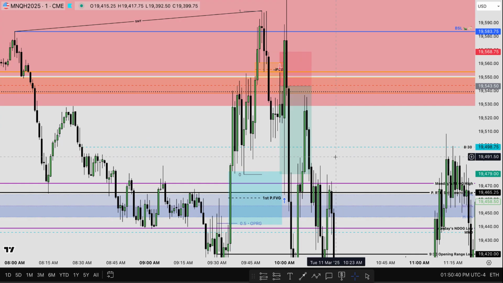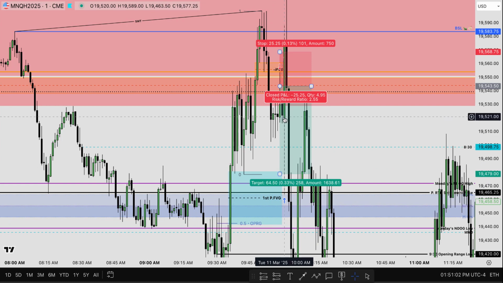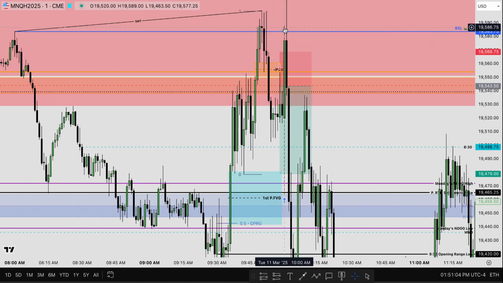Okay, and this is the first thing I should have done better. I placed my TP right here at consequent encroachment of the first presented fair value gap. Literally like a point. And when I saw price already drove back, I was like, okay, we're bearish. We're very bearish. But no, it comes all the way up, and it knocks me out. Damn. First thing I could have done better, place my TP right here at these equal lows.